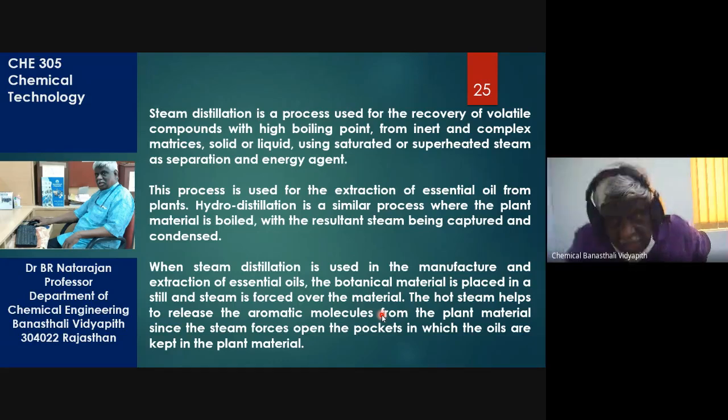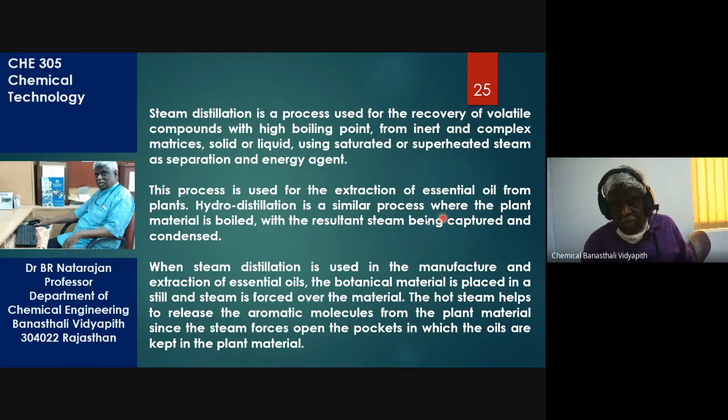What is steam distillation? Nothing much. Distilling in the presence of steam. Steam distillation is a process used for recovery of volatile compounds with high boiling point from inert and complex matrices, solid or liquid, using saturated or superheated steam as separation and energy agent. The process is used for the extraction of essential oil from plants.